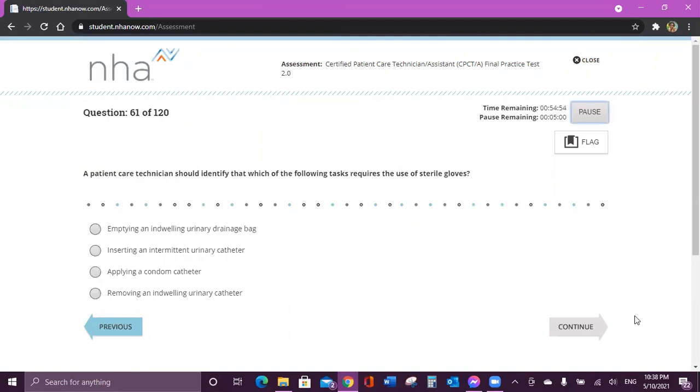A patient care technician should identify which of the following tasks requires the use of sterile gloves: emptying a drainage bag, removing an indwelling urinary catheter, applying a condom catheter, or enteral feeding. I don't know.